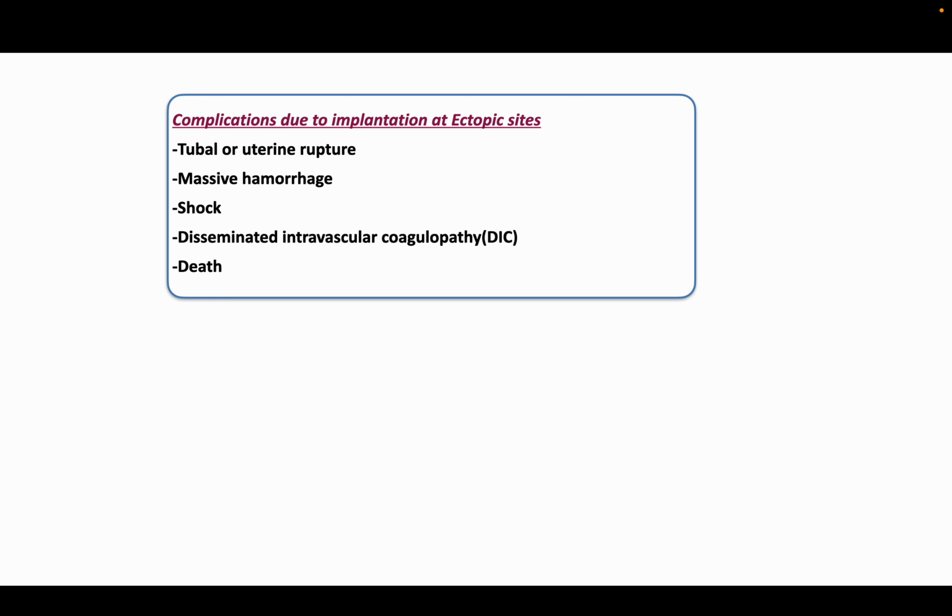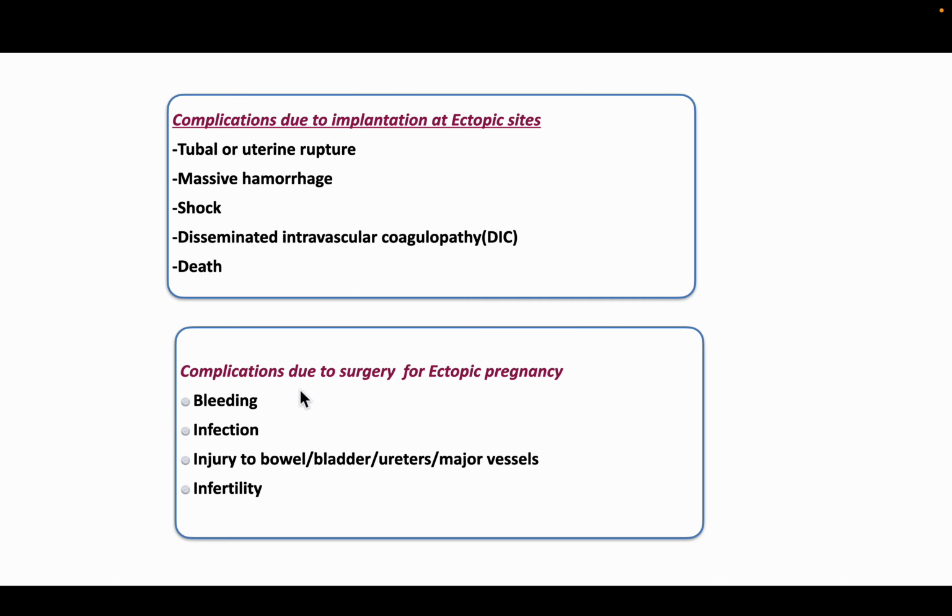What are the complications due to implantation at an ectopic site? Tubal or uterine rupture, massive hemorrhage, shock, then DIC, that is disseminated intravascular coagulopathy, may happen, and death may occur. Now, what are the complications due to surgery for ectopic pregnancy? Excessive bleeding may happen, infection may be there, injury to the bowel, bladder, ureter, or major vessels may happen, leading to infertility. So this is all about today's lecture. Thank you very much.